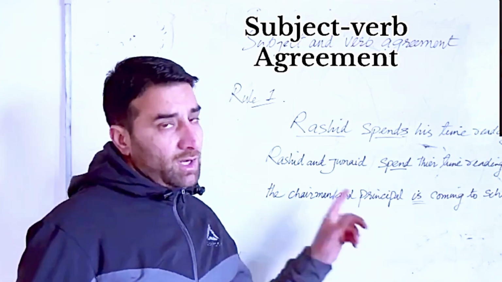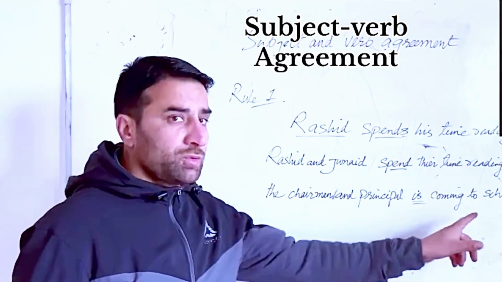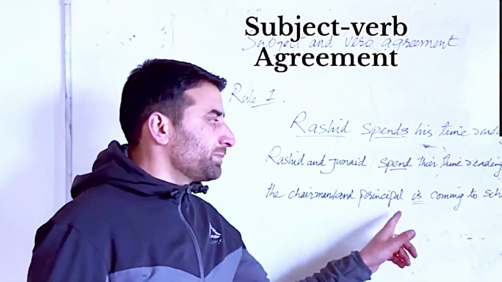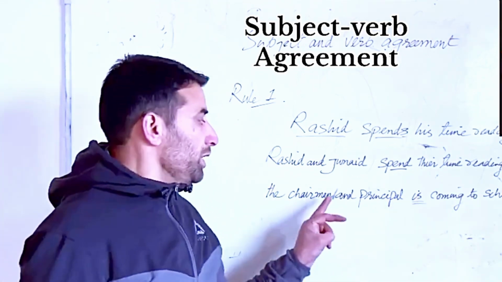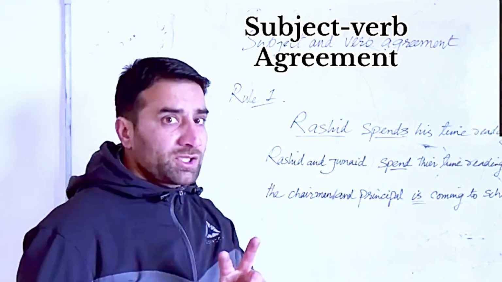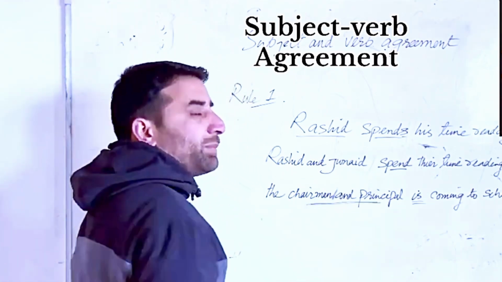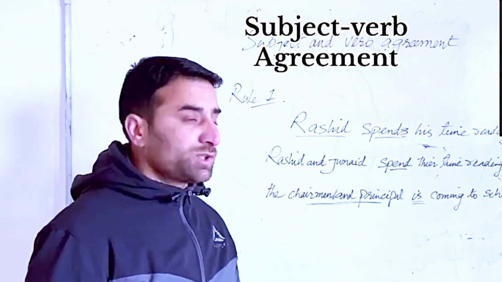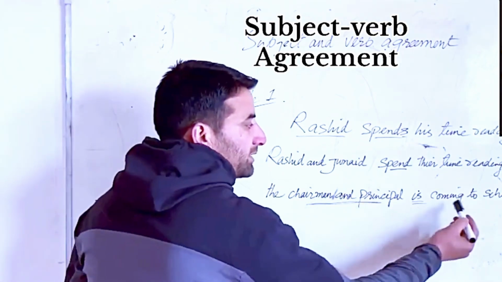There must be an article. It must be "a chairman and a principal are coming to school," or "the chairman and the principal are coming to school." When there are two persons, then it is plural. But when you are talking about one person only, "the chairman and principal," that means this is one person. He is taking the responsibility of both chairman and principal of the school. So, "the chairman and principal is coming to school."